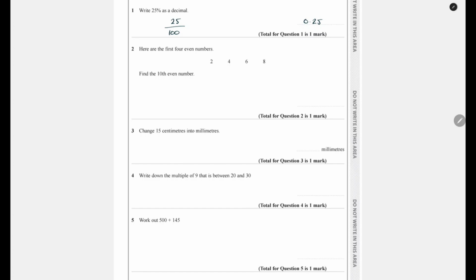Question 2 says, here are the first 4 even numbers. Write the 10th even number. So we could list out all the even numbers, or we can see that there's a pattern. So this is our first even number, this is our second, our third, and our fourth. And so you can see that the term number 1, 2, 3, 4 is just doubled to give our numbers 2, 4, 6, 8. And so if we're looking for our 10th even number, that's 10 times by 2, that is 20. So our answer is 20.